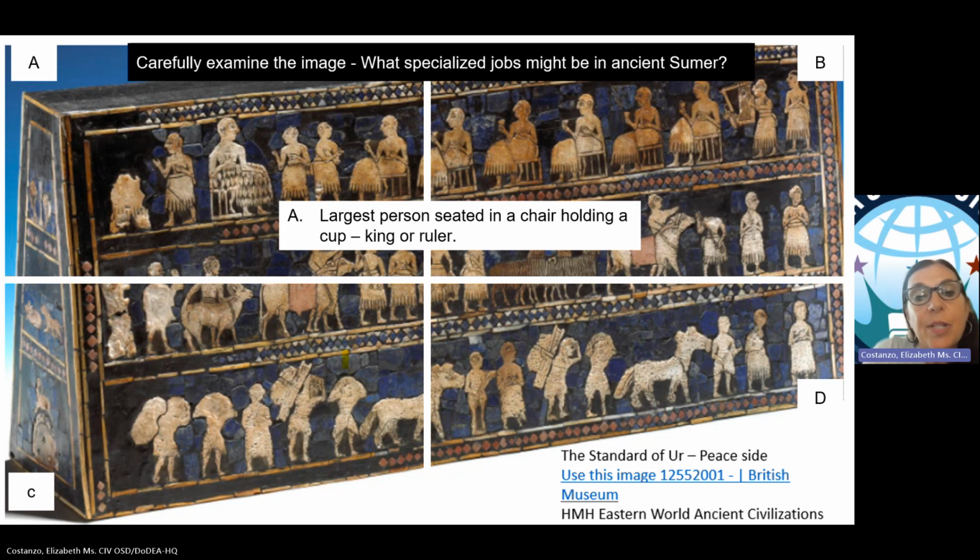And what I'd like you to notice here is there are two sides to this. It's a box, and in the textbook it looks really big, but it's actually very small. On one side it has peace, and on the other side it has war. So this is the peace side of the box. As you're looking at the box, you're going to figure out what jobs people could be specializing in during times of peace in ancient Sumer.